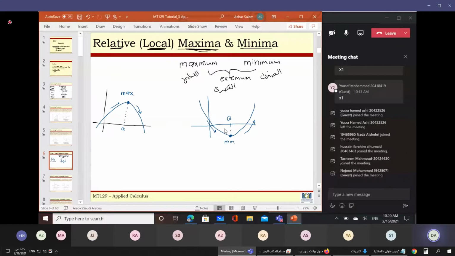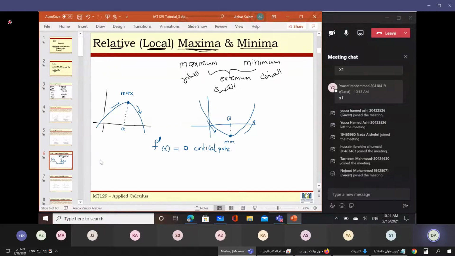So how to find the maximum and minimum? We will use f dash of x. First I will find f dash, the derivative, then I will make it equal to 0. I will find the zeros of the derivative. I call the zeros of the derivative critical points, النقاط الحرجة. The zeros of the first derivative I call critical points. If I have the critical points, I make the test.